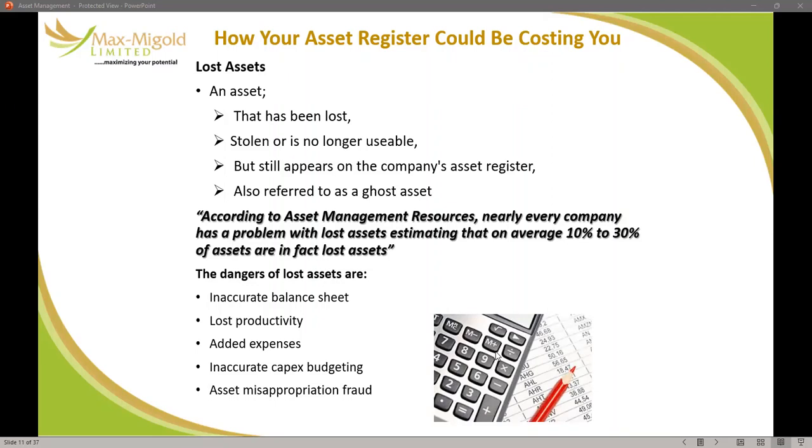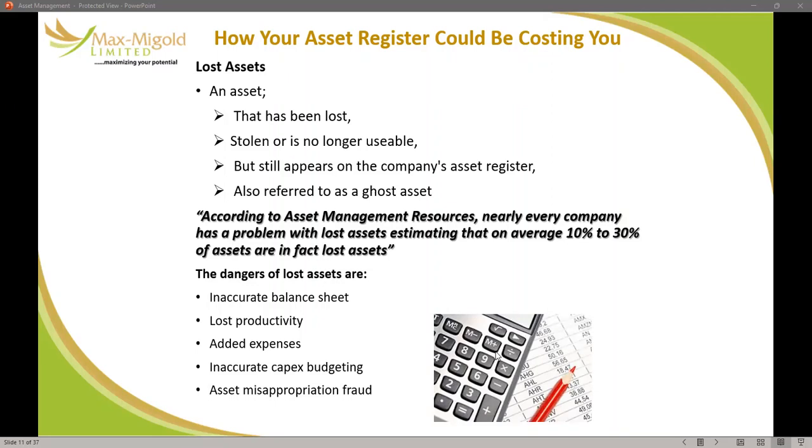Then what are the dangers? What do you stand to lose when you don't track your assets, when you have what you call asset loss, or what you have as ghost assets? One, inaccurate balance sheet. You can't have an accurate balance sheet, because this will definitely affect your depreciation. Then loss of productivity, because when you actually need the asset, it is not available for use. Then added expenses, when you are replacing assets that you already have. So you might eventually run into having like 3 or more assets over. Then inaccurate capital budgeting. Then asset misappropriation fraud.